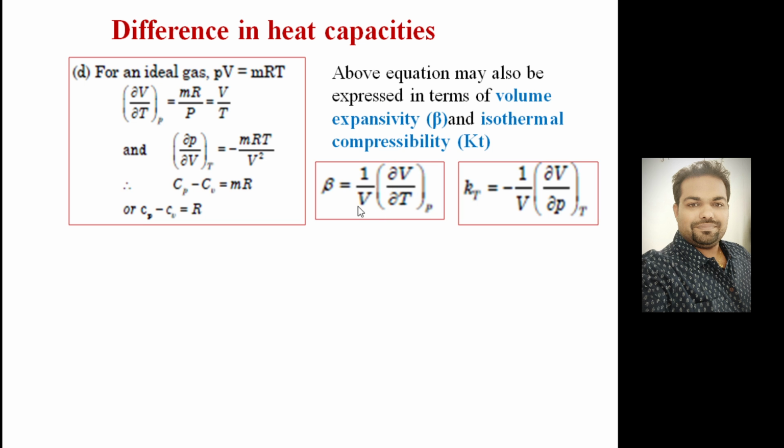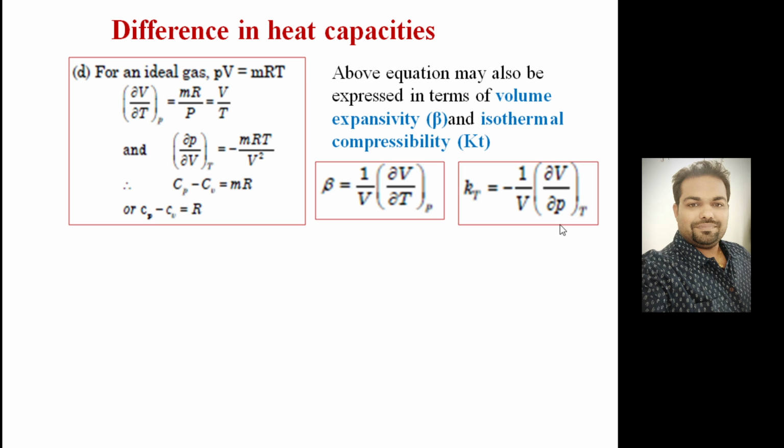So volume expansivity is β = (1/V) ∂V/∂T, the volumetric strain divided by temperature, keeping pressure constant. And for isothermal, when temperature is constant, two variables change, pressure and volume. This is similar to your bulk modulus. So kT is equal to minus (1/V) ∂V/∂P keeping temperature constant, right? The first term is known as volume expansivity, the second term is called isothermal compressibility.